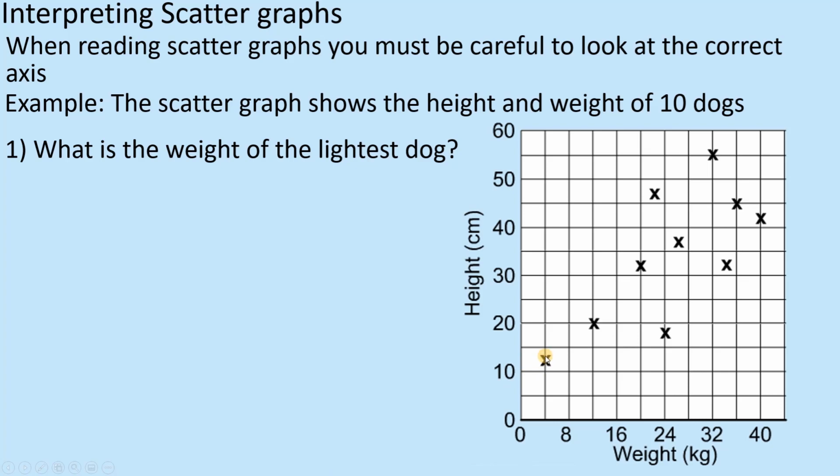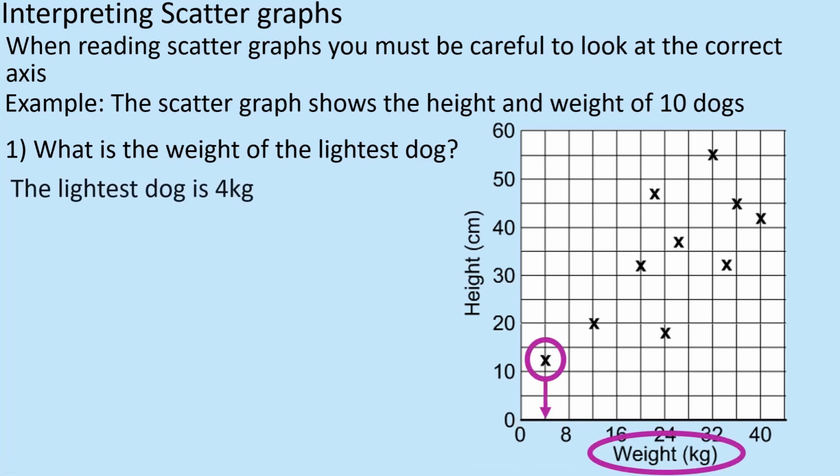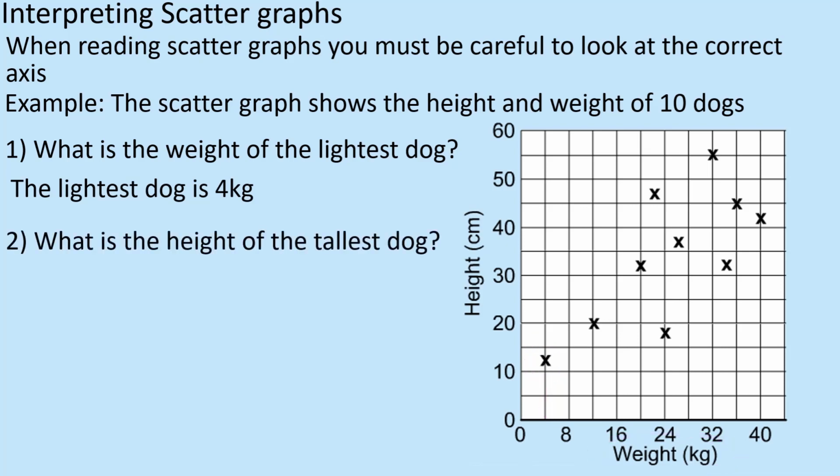All right, so the weight of the lightest dog is, well, let's look at the numbers here. So 0, 4, 8, so it's going to be 4, isn't it? 4 kilograms. There we go. And what is the height of the tallest dog? Well, the height of the tallest dog is just going to be this one up here, so it looks like it's going to be 55, that one there.